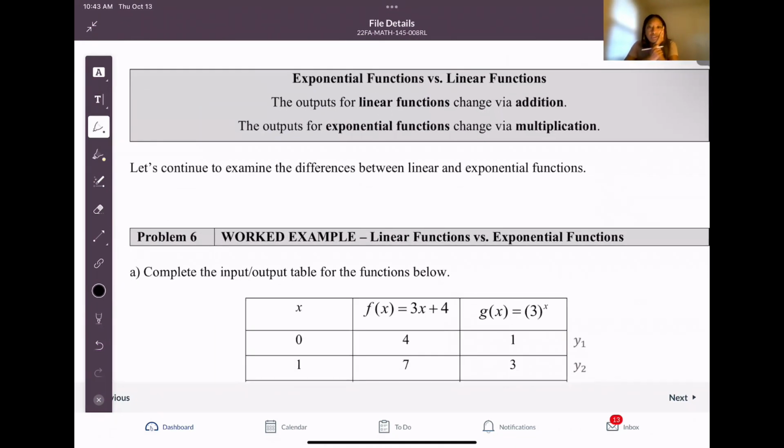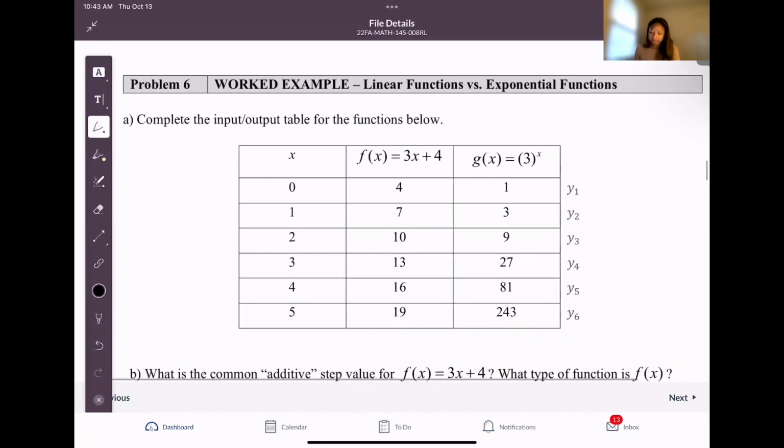Exponential functions versus linear functions. For linear functions, if we're looking at a table, the outputs change via addition. We add the same number over and over to get to the next output, okay? For exponential functions, the outputs change with multiplication. You multiply by the same number over and over to get to the next output. Example 6 shows a worked out example of this. If we look at 3x plus 4 versus 3 to the x, everything's already filled in here.